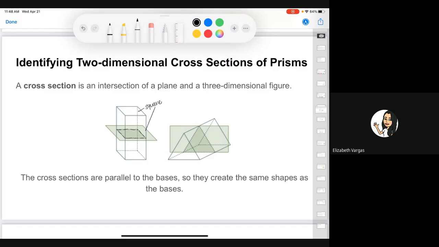And so therefore our cross section would also give us a square. Here our base is a triangle. And so that being said, we can conclude that our cross-section, that very thin slice that's going to come out of a cross-section, is going to be a triangle. And that happens when our cross-sections are parallel to the base. So if we're cutting parallel to that base, that's how we get the cross-section to be the same as the base.